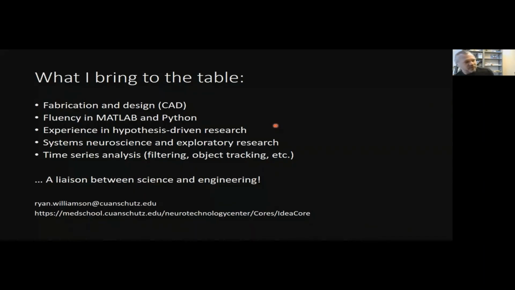So what I bring to the table is a skill set that includes fabricating and designing novel pieces of hardware. I'm fluent in MATLAB and Python, and I have experience in scientific research, which I think helps me bridge a gap that sometimes exists. I function as a bit of a liaison between science and the engineering world.